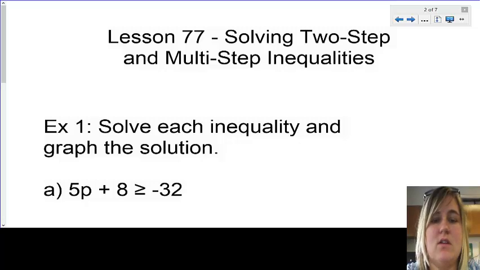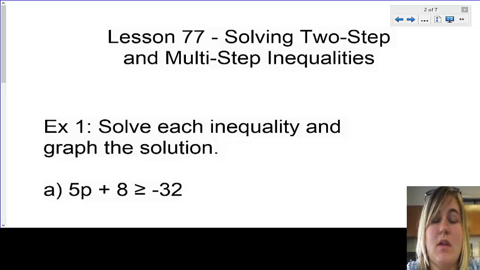Lesson 77, Solving Two-Step and Multi-Step Inequalities. The great thing about this lesson is that you should already know all the rules that you need to know to be successful in it. We're going to treat these two-step and multi-step inequalities exactly the same as we would treat multi-step and two-step equations.